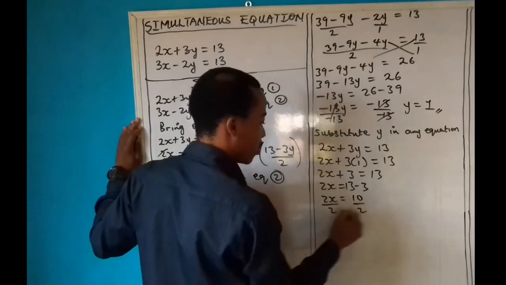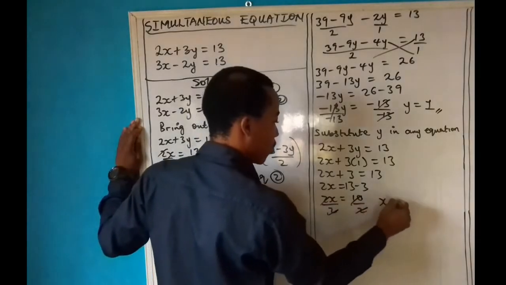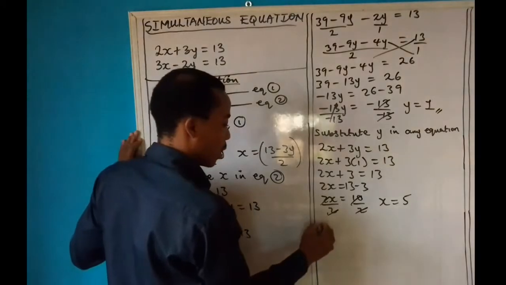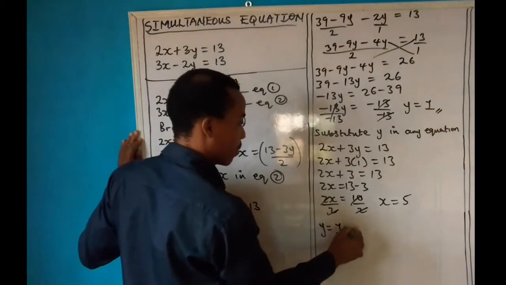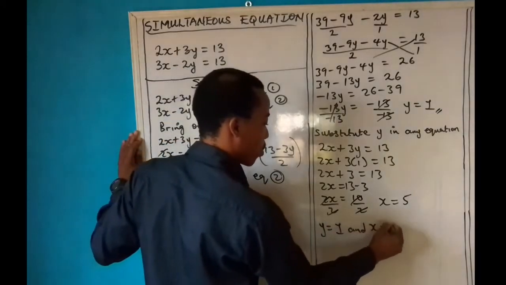Divide both sides by 2. So that x will be what? 5. So y is equal to 1 and x is equal to 5.